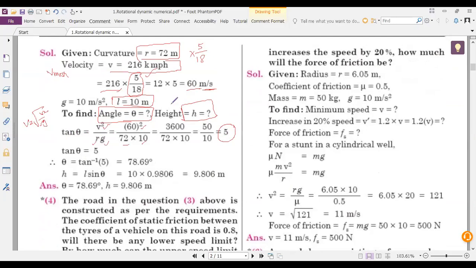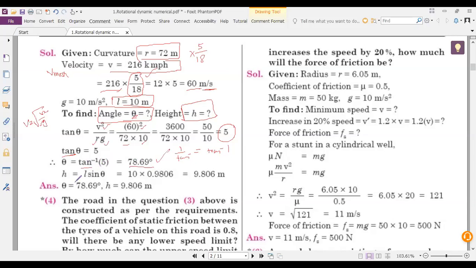But I want theta, not tan theta. So take this 10 to the right hand side. So it becomes 1/10. What do you mean by 1/10? Tan inverse. Correct? So it becomes tan inverse of 1/10. Now tan inverse ka you have to go through the log table and find out the tan inverse of 1/10 ka value. What are you getting? 78.69 degrees. This is the theta value.